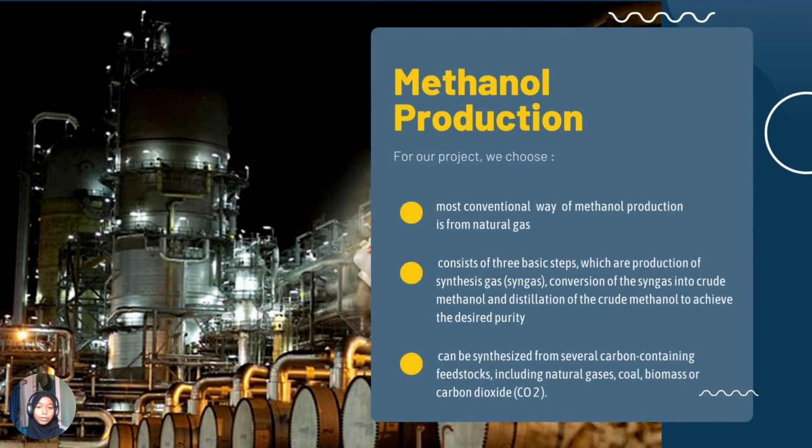How can we produce methanol? For this project, we choose the most conventional way of methanol production, which is from natural gas or syngas. It consists of three basic steps: production of synthesis gas, conversion of the syngas into crude methanol, and lastly, distillation of the crude methanol to achieve the desired purity. Also, it can be synthesized from several carbon-containing feedstocks, including natural gas, coal, biomass, or carbon dioxide.